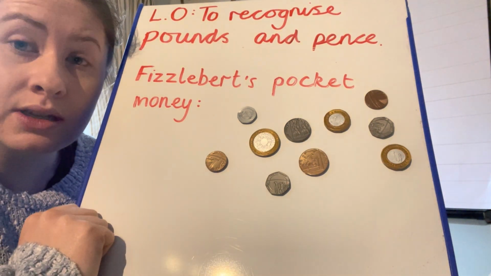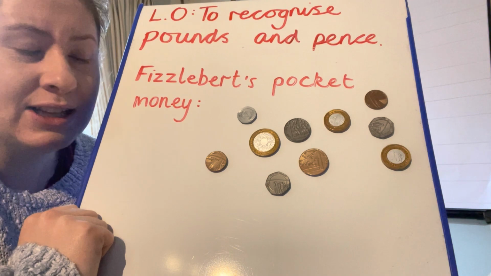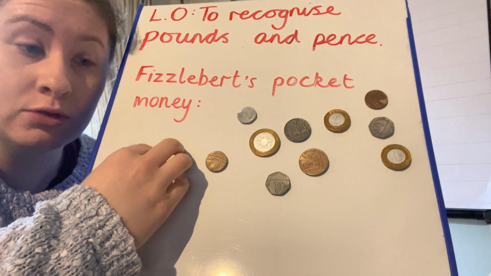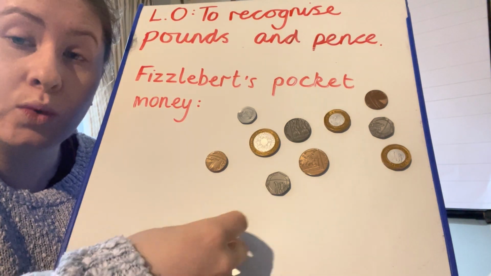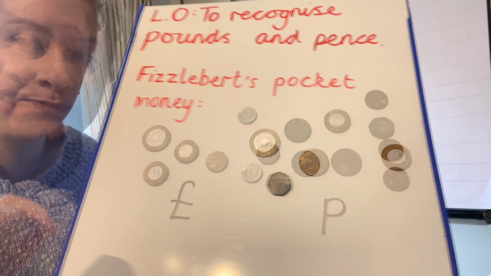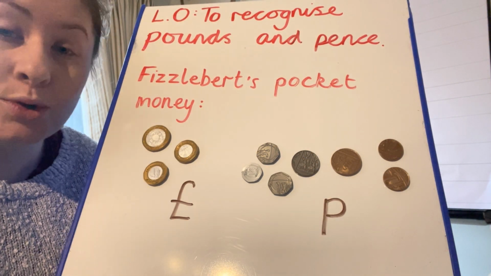So what I'm actually going to do is organise the coins a little bit more to help myself. I'm going to put the coins worth a pound or more over here, and my coins which are worth the pennies over here, okay, to help myself. That's better. Now I can see them more clearly.